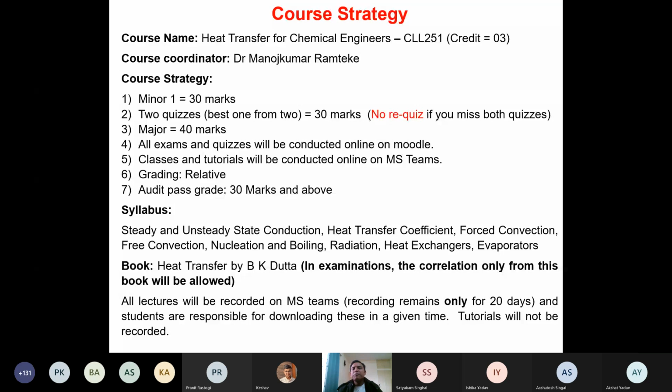The last point is the audit pass grade. Remember, in this semester you can have a choice of auditing one core course, isn't it? So the audit pass grade is 30 marks and above. Remember, 30 marks is the pass limit, isn't it? So if you get 30 or more, then you get the audit pass grade. Okay.